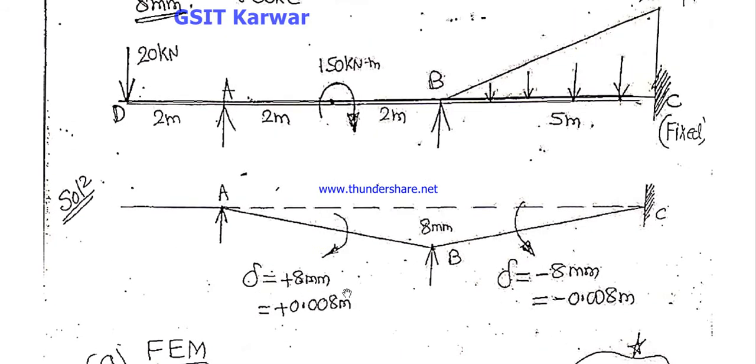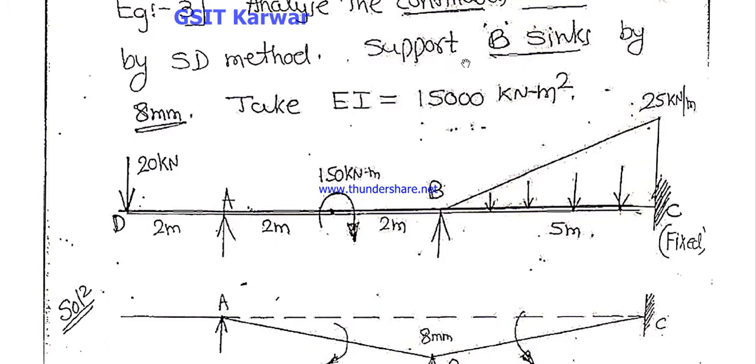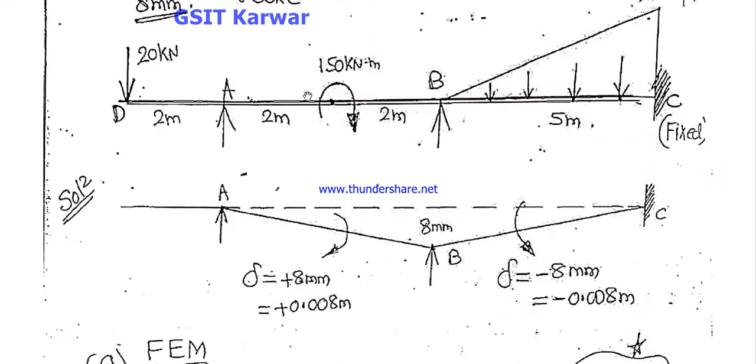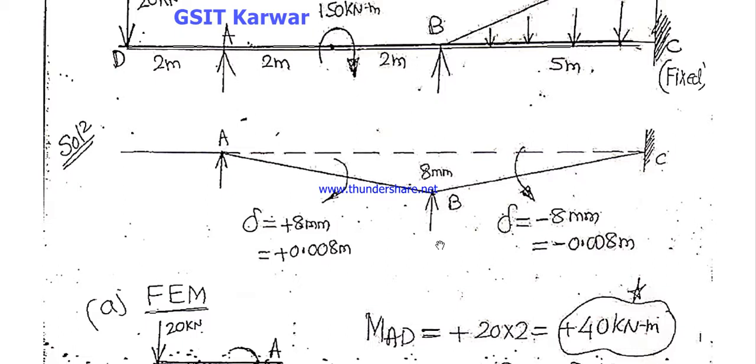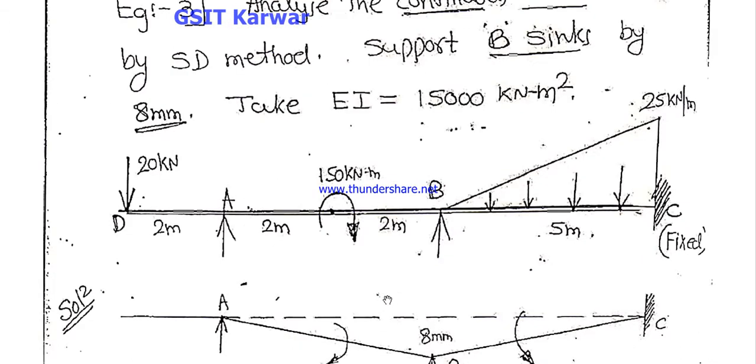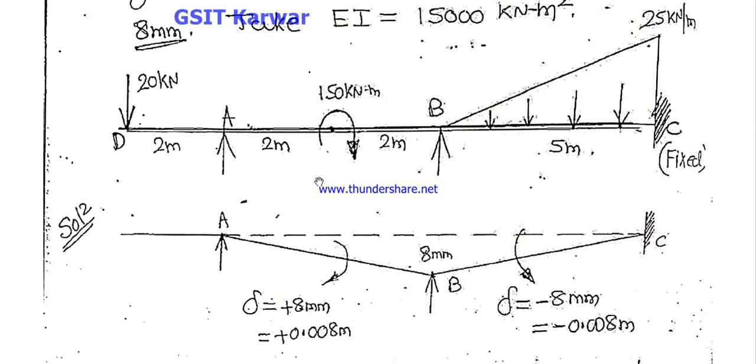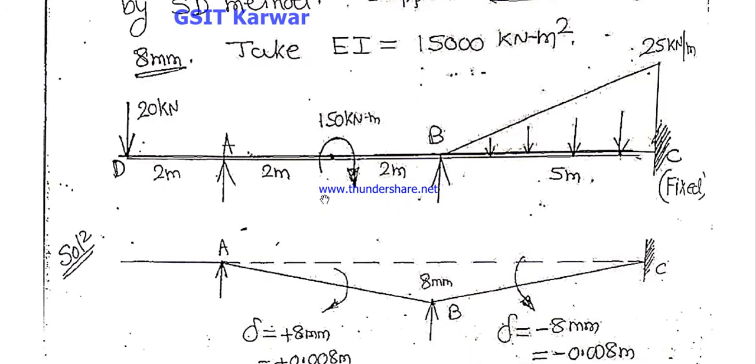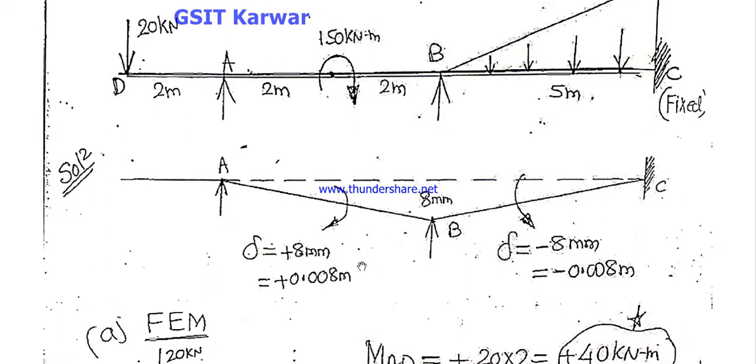Next, the solution for this problem. Here settlement is given, no? Support B sinks 8 mm. Then how are you going to take this 8 mm? That is the sink. We already discussed this: if the sink or settlement value is given, consider the notation delta. In support B the sink of 8 mm is given, but how do you substitute this value in the formula?